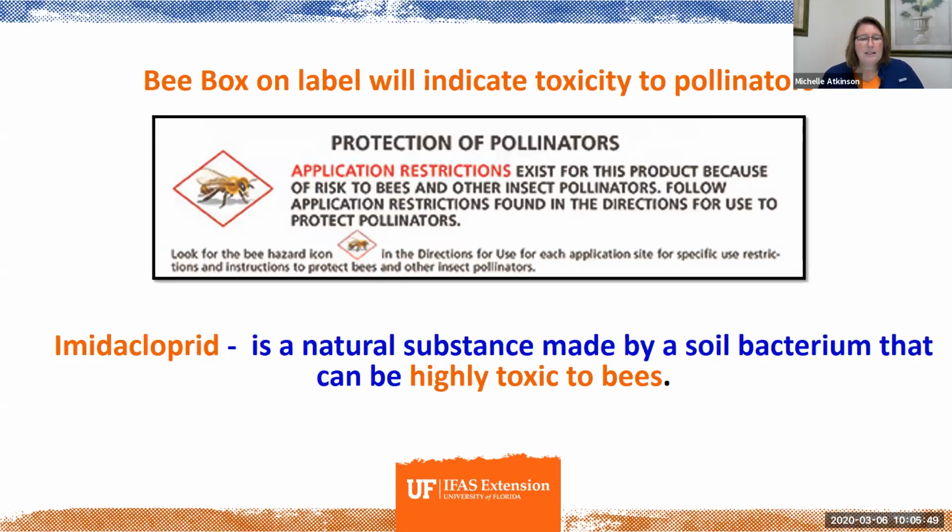So on our pesticide labels, you might find this B box. If so, that's an indication that this particular product is more toxic to our pollinators, so you need to be very careful to spray it after sunset and before sunrise to try to avoid hitting those pollinators. Also know that imidacloprid is one of those substances that's highly toxic to bees. So you have to be really careful with that product.